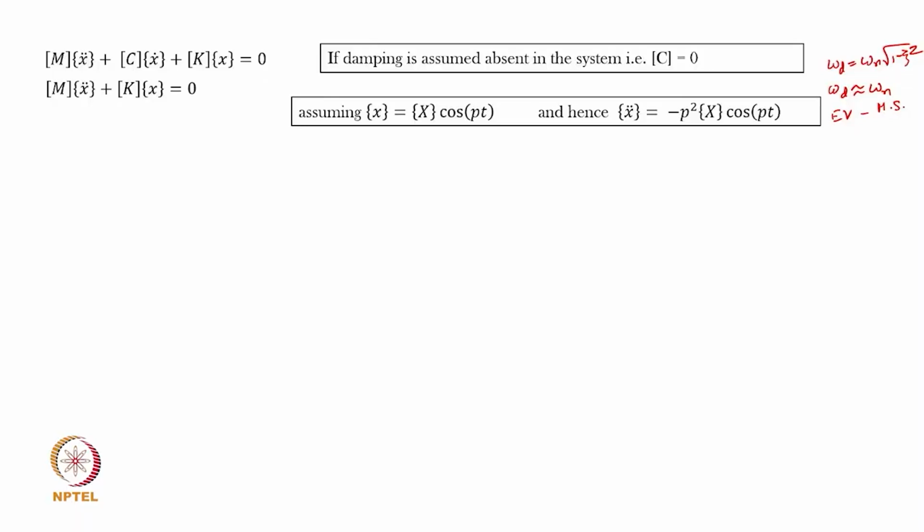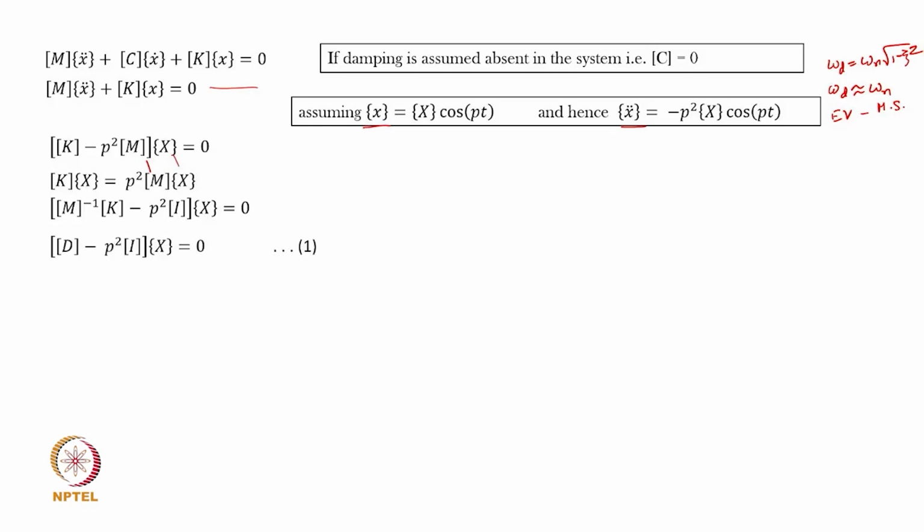Now, if you substitute for x double dot and x into the governing matrix equation, you can definitely show that the equation simplifies to this, and so either this matrix is 0 or this is 0. For a non-trivial solution, equate the matrix to 0. And the equation is brought into a standard eigenvalue problem format. So, it is capital K x equal to p squared m x, that is the standard form of the eigenvalue problem, okay, which can be rearranged in this form.